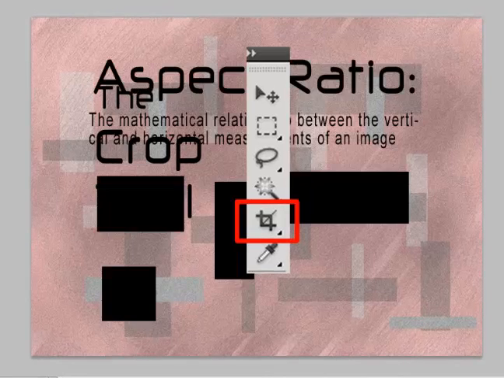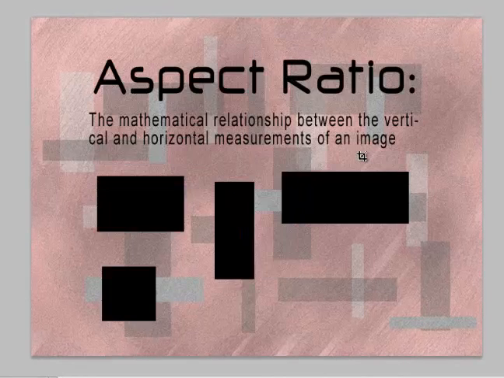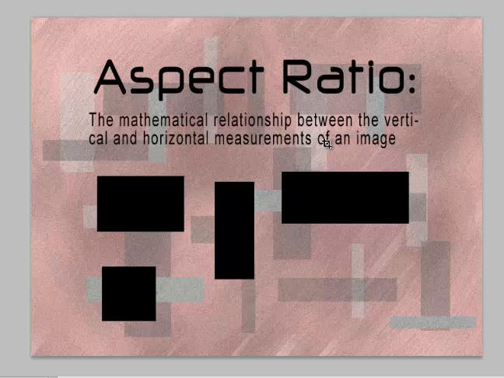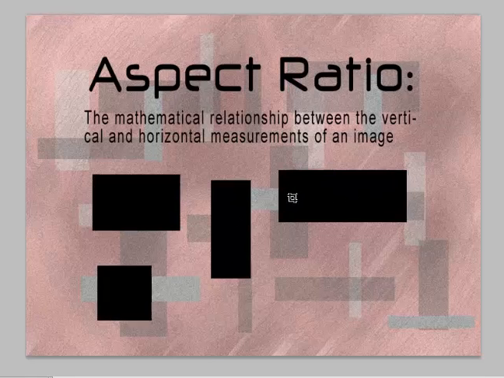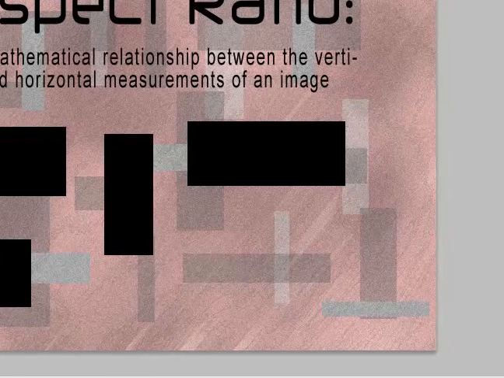Aspect ratio, as you may or may not know, is the mathematical relationship between the vertical and horizontal measurements. How wide something is versus how high. In this case, the aspect ratio favors the vertical, whereas in this one it favors the horizontal. Each of these creates a different impression of the image on the viewer.